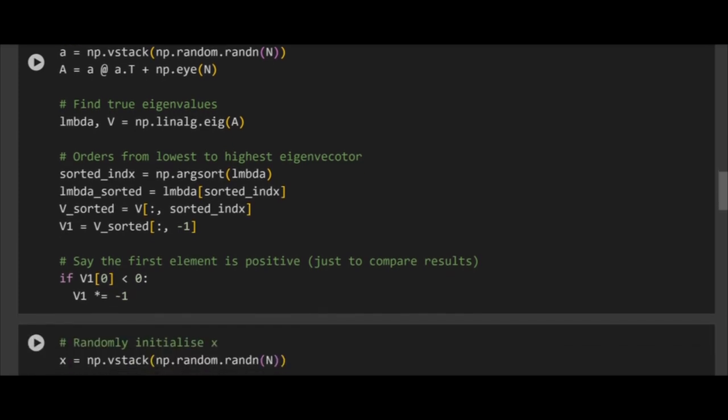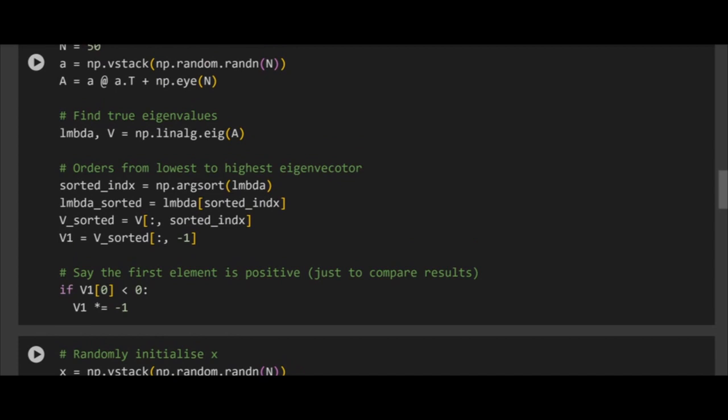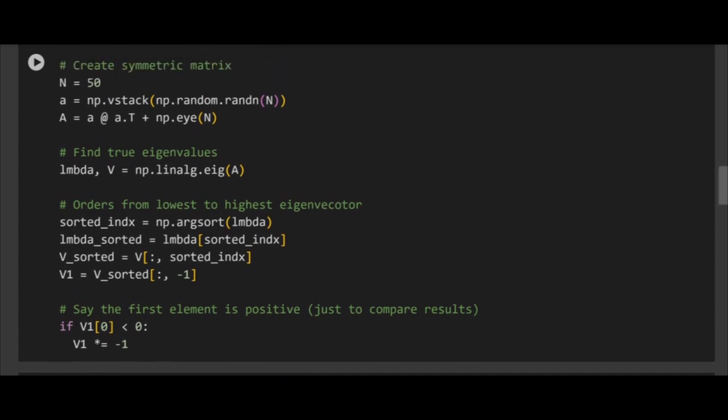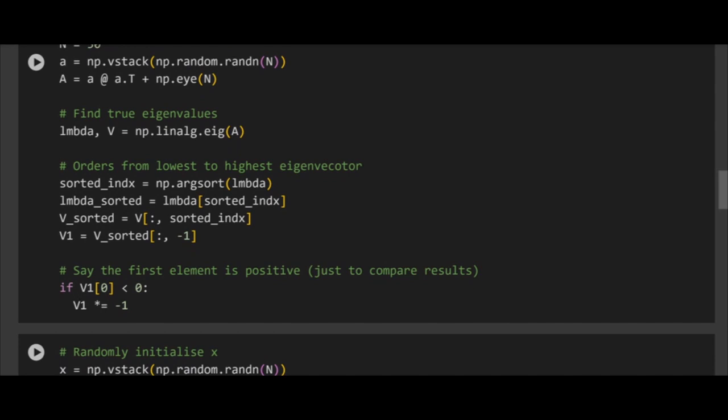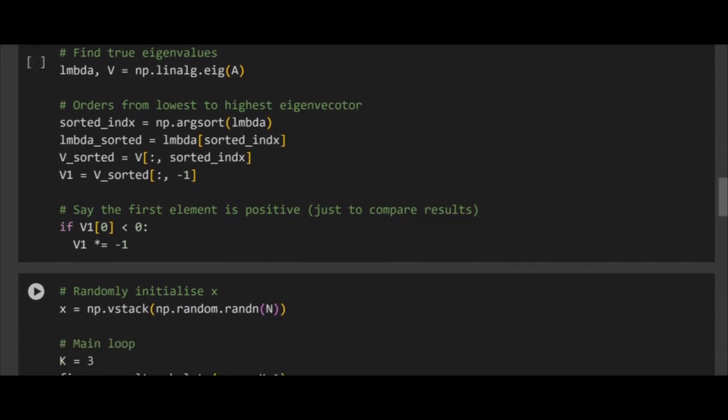And then just so we can plot a comparison, I've made sure that the first element of the eigenvector is positive. Again, that's just for the sake of plots, because as we know the eigenvector only up to a constant of proportionality, you could multiply it by -1 and it'd still be correct. So I've just made sure that the sign's the same for the eigenvector calculated using NumPy's library and the power method. Again, that's just so we can plot them on top of each other.